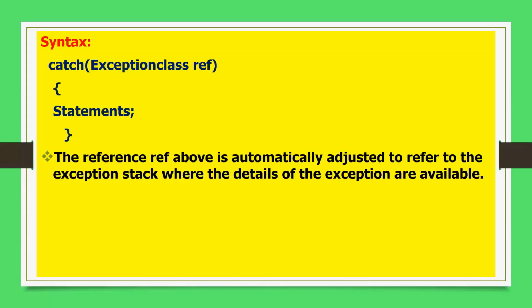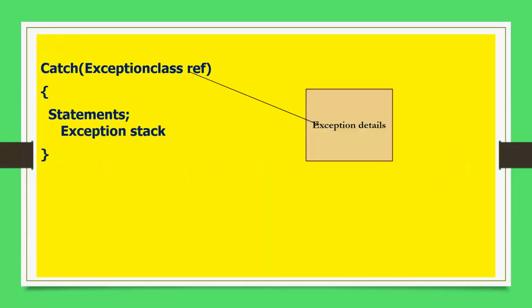So you can see the structure: catch, with open bracket, exception class and reference variable. All the exception details will be stored in ref. The reference ref is automatically adjusted to refer to the exception stack where the details of the exception are available. So all details will be stored in ref. You can see the structure.